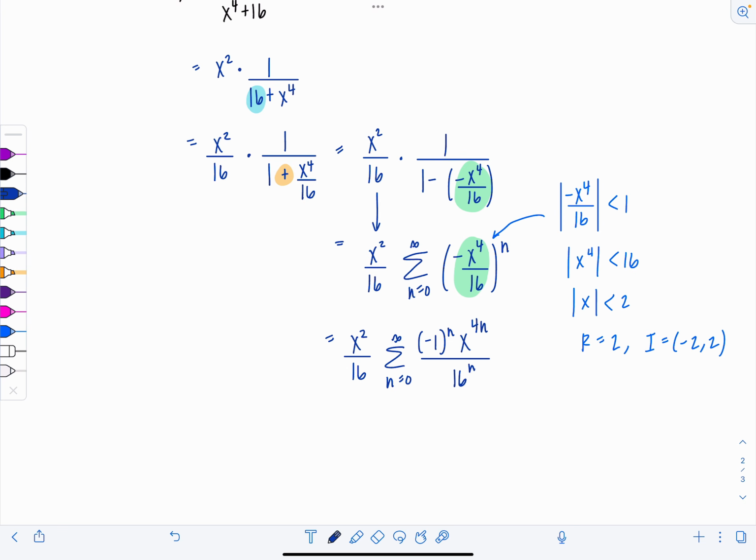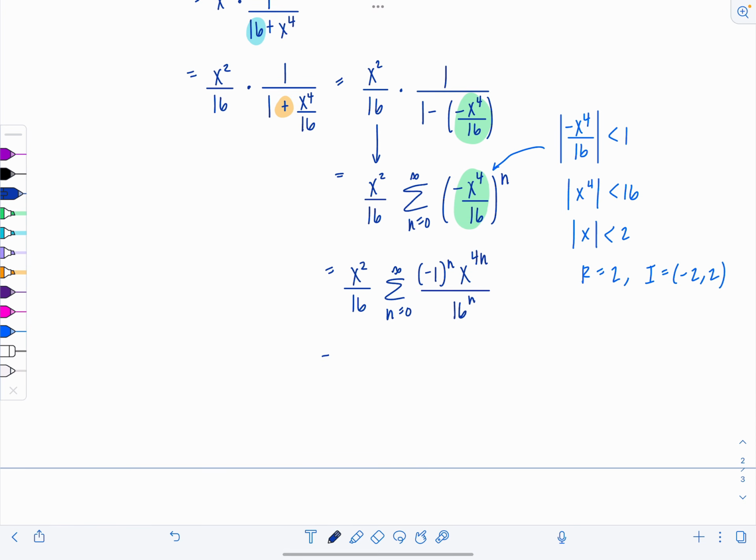Ooh, okay. And then let's go ahead and bring in what's on the outside. So we have sum n equals 0 to infinity, -1 to the n, x to the 4n plus 2. Why 4n plus 2? Because I'm bringing x squared inside the sum now. So if you have x to the 4n times x squared, that's x to the 4n plus 2. Okay, and then similarly, down here, I have 16 to the n, and then I have one more. So that would be 16 to the n plus 1.